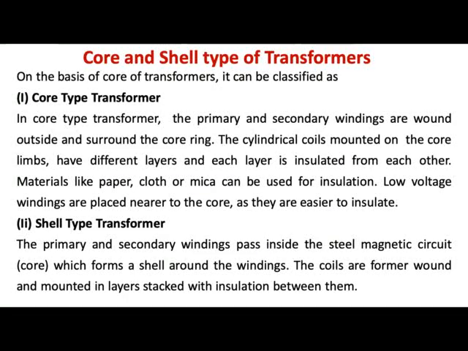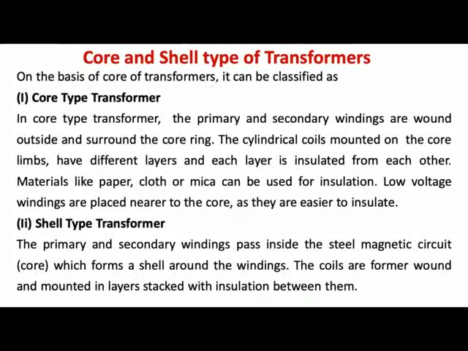Then we have got the major two types of classification, that is the core type and shell type of transformers. In core type of transformer, the primary and the secondary windings are wound outside and surround the core ring. The cylindrical coils mounted on the core limbs have different layers, and each layer is insulated from each other. Materials like paper, cloth, and mica can be used for insulation depending on the voltage level. Low voltage windings are placed nearer to the core so that they can be easily insulated, and HV, if it is placed outside, the greater insulation can be provided to those windings.